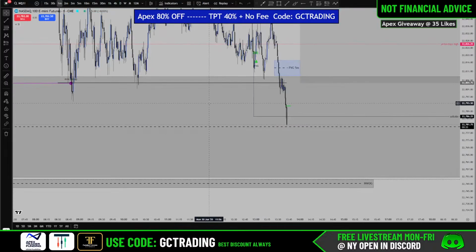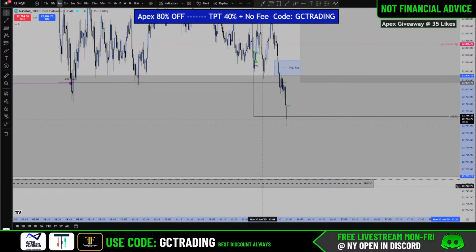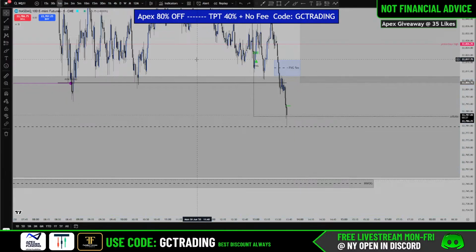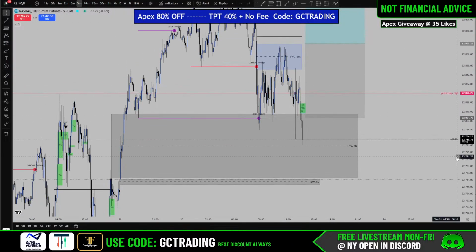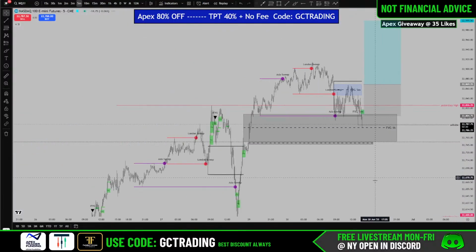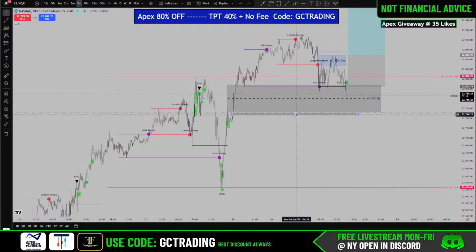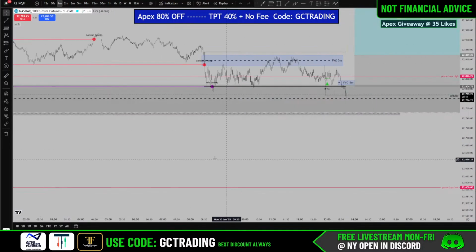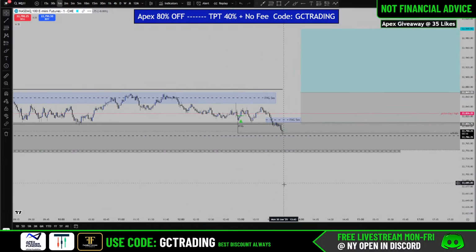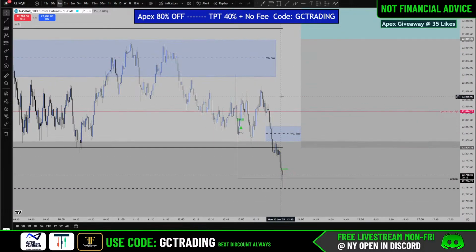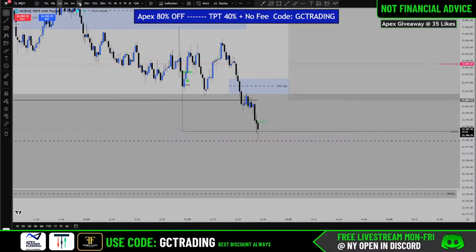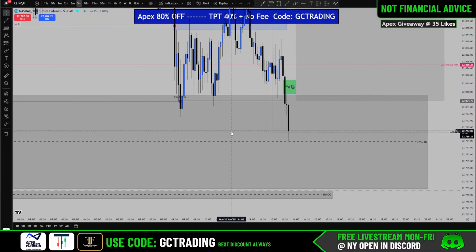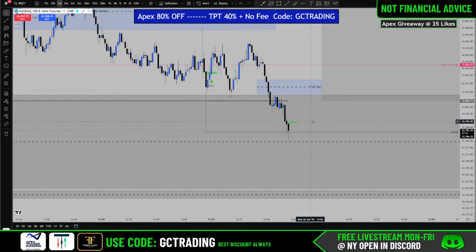Okay, so we're either gonna bounce off the CE right here, or we're going for the new week opening gap. It's one of the two. So let's see how we react right here. I think it's new week opening gap though. Just took out that little sell side right there. Yeah, let's see if we can find an entry.